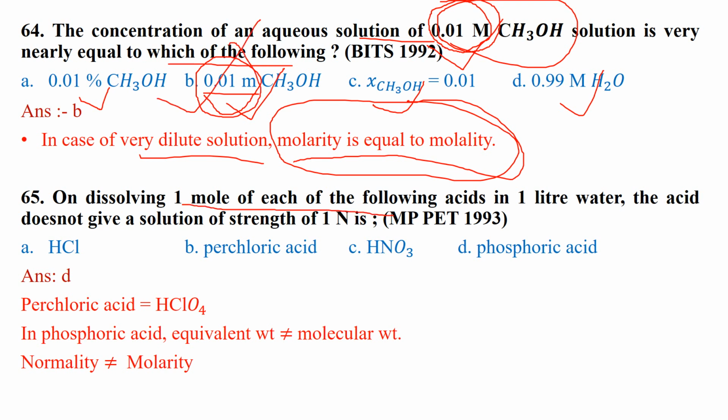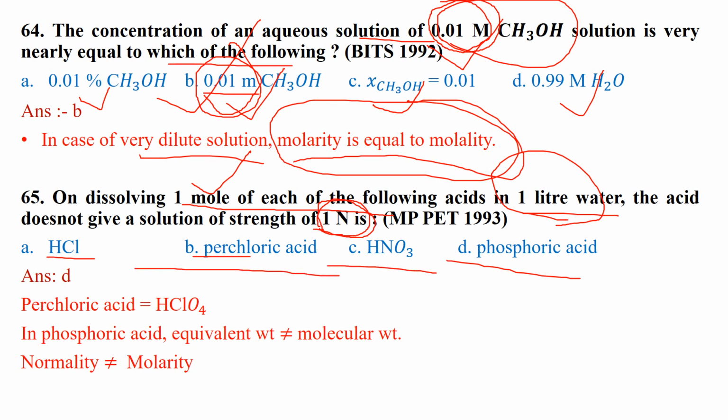On dissolving 1 mole of each of the following acids in 1 liter, which acid does not give a solution of strength 1 normal? We have to find the option in which molarity is not equal to normality, right? So this is 1 normal. In the case of phosphoric acid, molarity is not equal to normality. Here 1 mole dissolved in 1 liter of water means 1 molar. So 1 molar is equal to 1 normal in the case of HCl, perchloric acid, and nitric acid, because these 3 acids have basicity 1. So molarity is equal to normality in these 3 acids.